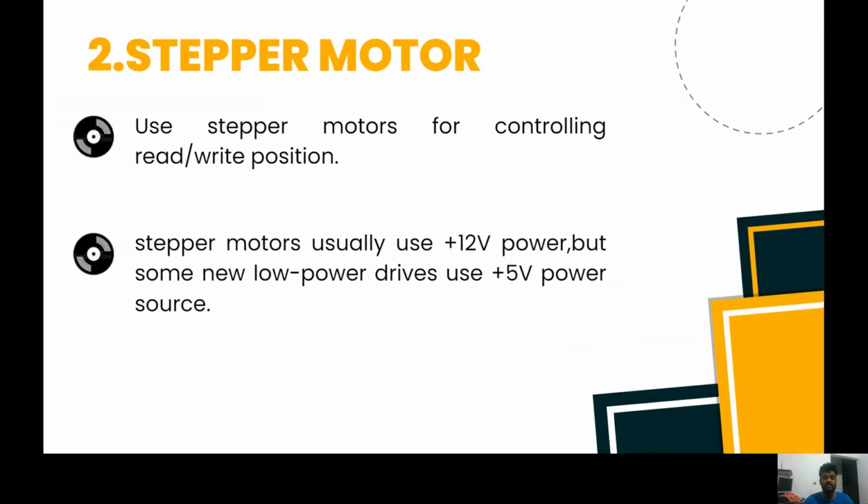Then the second one is the stepper motor. We use the stepper motor to set the read and write position. The stepper motor usually uses a plus 12 volt power supply, but some newer lower power drives use a plus 5 volt power source.